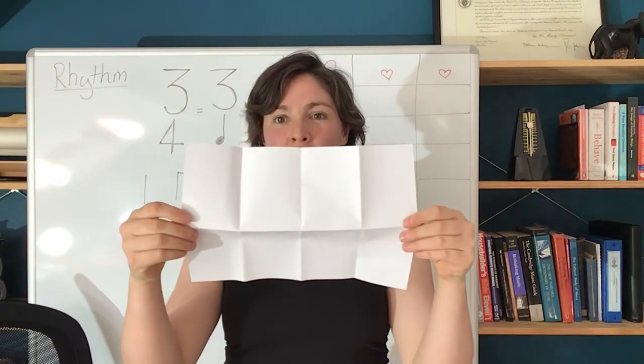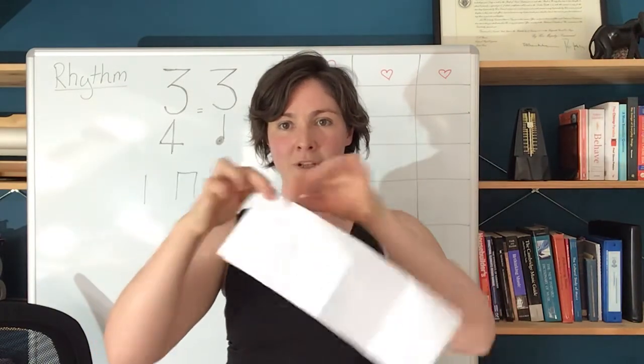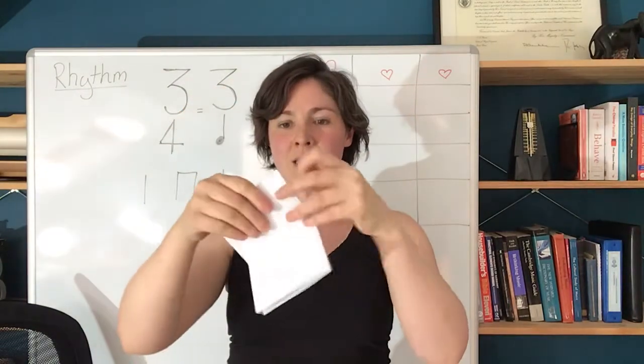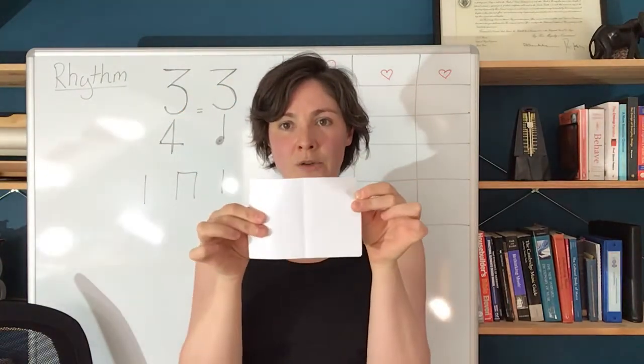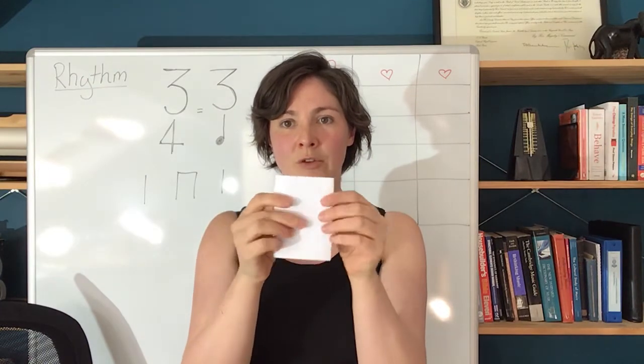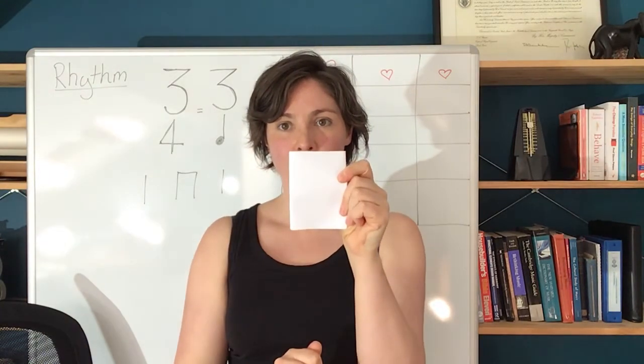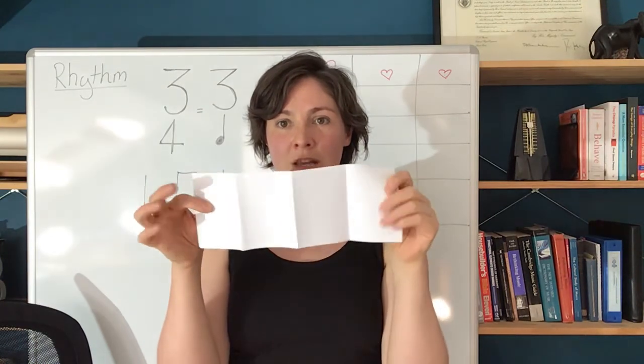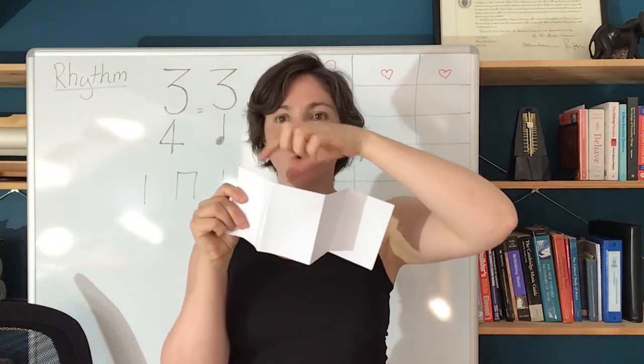Okay, so if you're back, we've got our paper. So remember last time we folded it in half lengthways, so it looks like that. We folded it in half again, so it looks like that. And we folded it in half again, so it looks like that. And we open it out and you get four beat boxes.